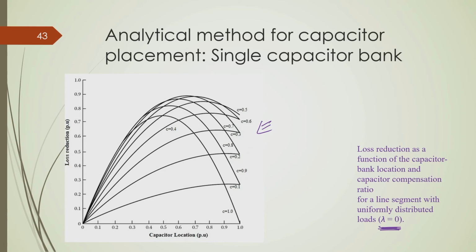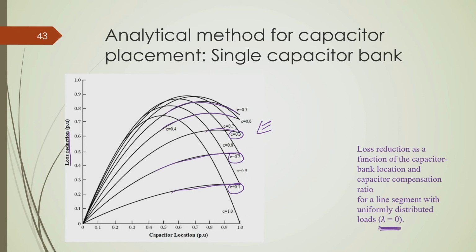Now, at that particular condition, if we vary C, then how would be the variation of per unit loss reduction? Here you can see, this corresponds to C equal to 0.1, this corresponds to C equal to 0.2, and then C equal to 0.3, C equal to 0.4, and here C equal to 0.5. So, if we increase C, then this loss reduction is getting increased.